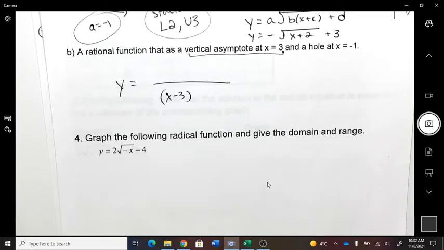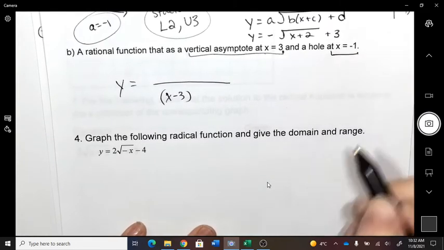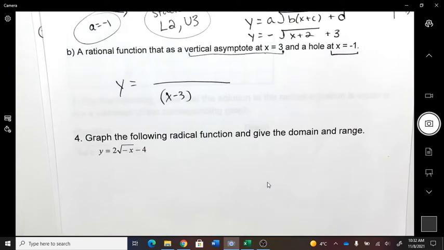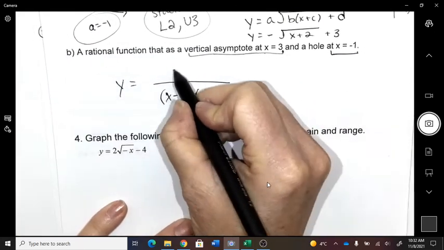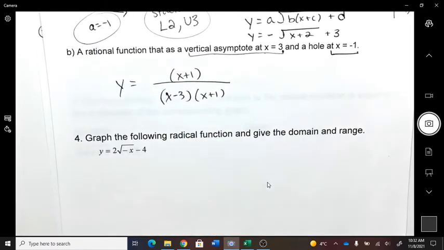How do you make yourself have a hole at -1? You would need an x plus 1 and another x plus 1 to cancel, right? And that's it. You'd be done. Nope, that's it. That's good. Okay, I might ask you more things though.